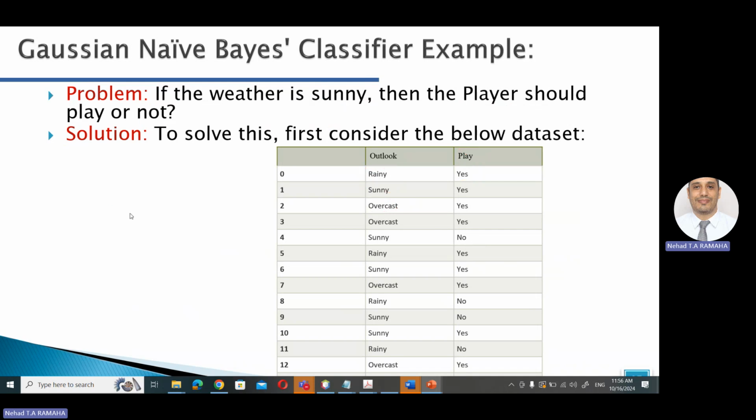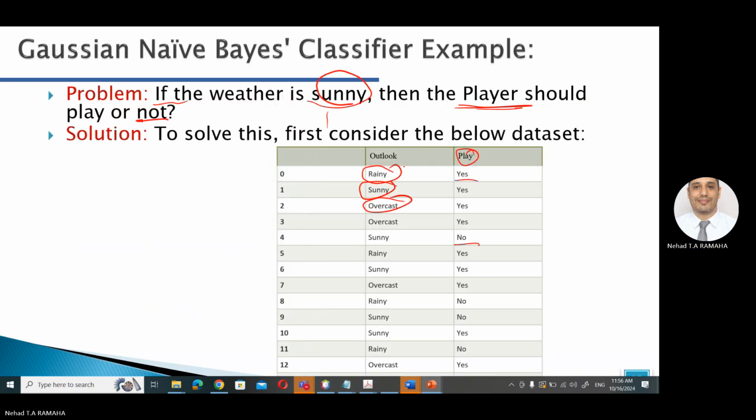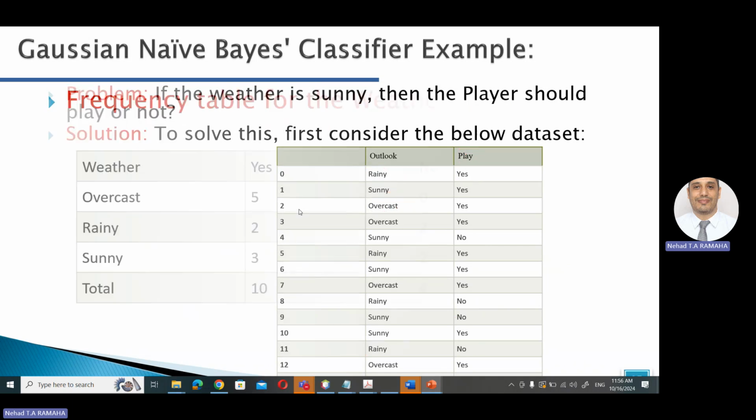So we have the weather. Is it overcast, rainy, sunny? If it's rainy, here, rainy, and rainy. How many yes? How many no? We have 1, 2 yes, 1, 2 no.